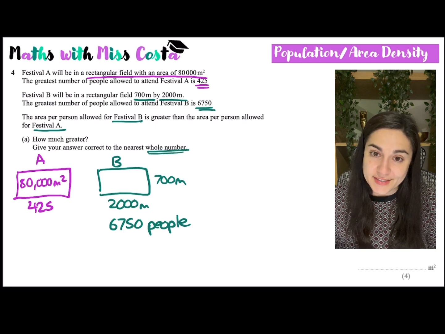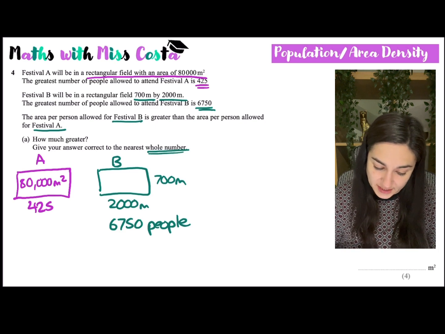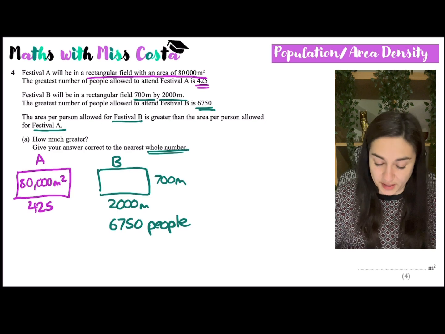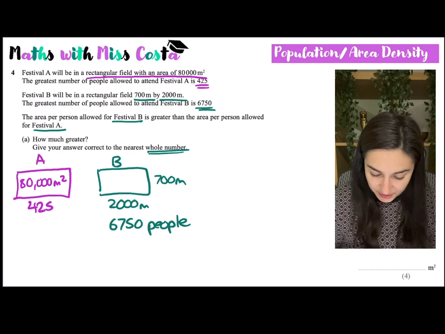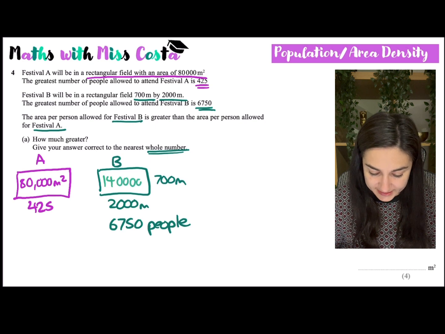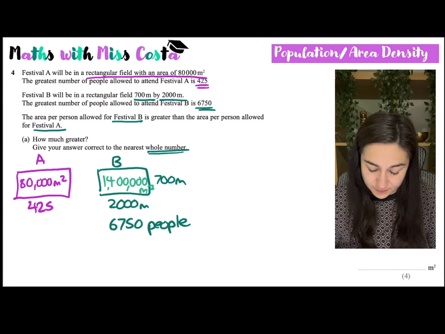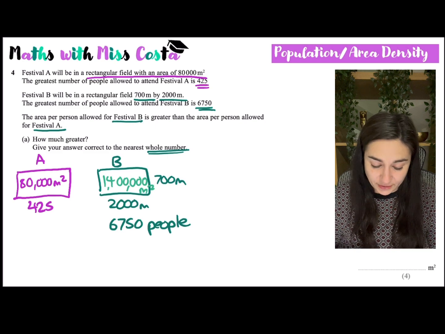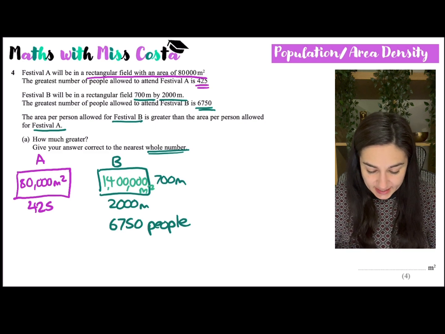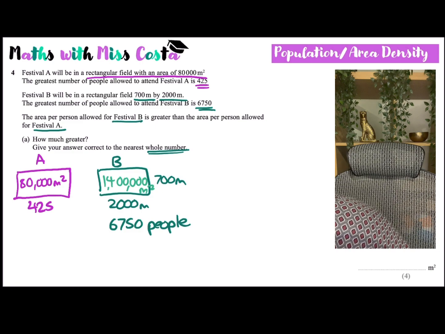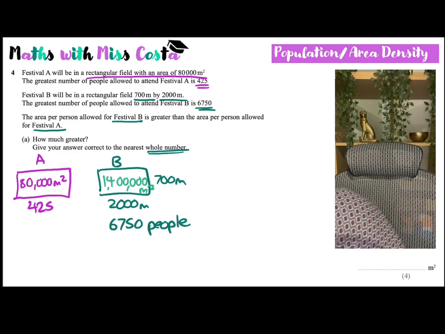So first of all, I haven't actually been told the area of festival B, so I need to work that out. 700 times 2,000: 7 times 2 is 14. This is a calculator paper actually, so you could have worked it out on a calculator, but we did it in our head. So that would be 1,400,000 meters squared. I'll get my calculator to help with the next bits.